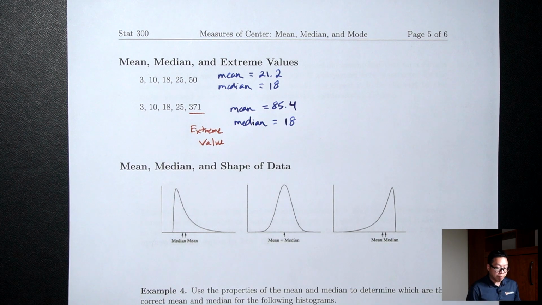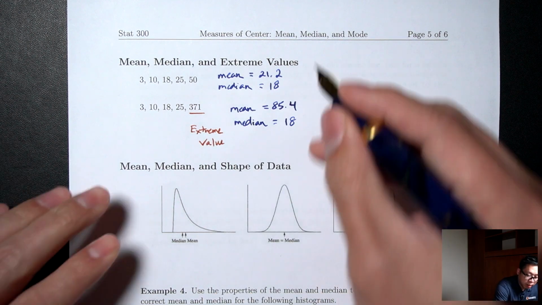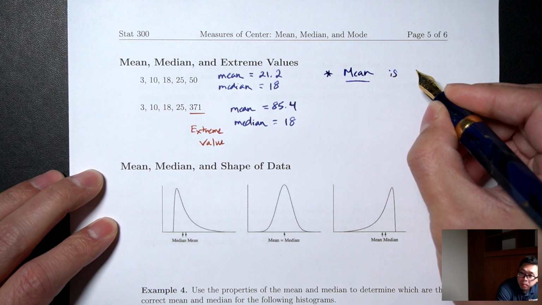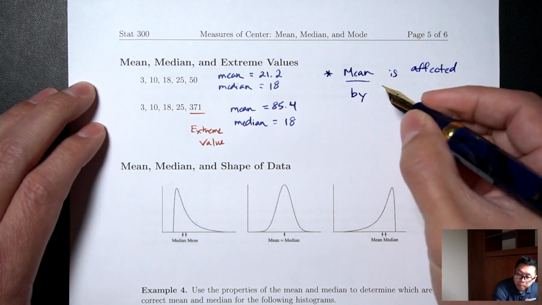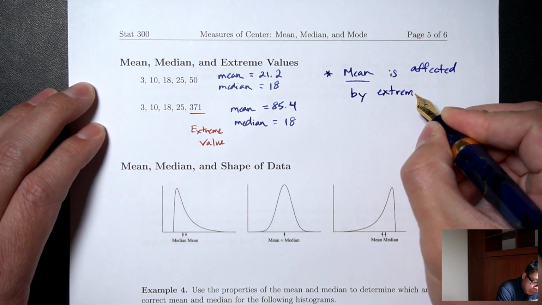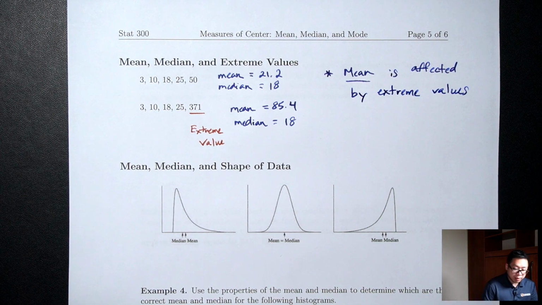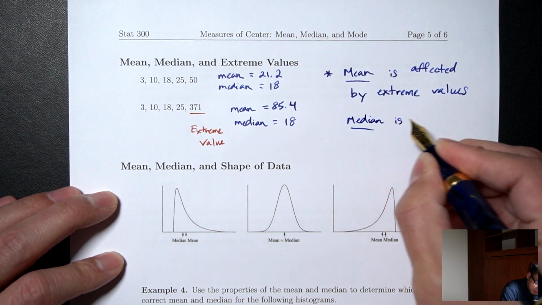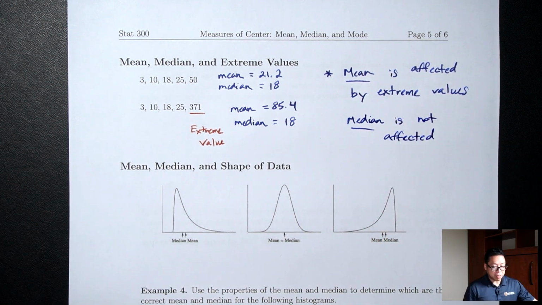So the point I want to make here is that when you have extreme values, the extreme values affect the mean more than the median. Okay, that's the point I want to make here. So the mean is affected by extreme values. The median is not affected. And I should actually say not affected as much.